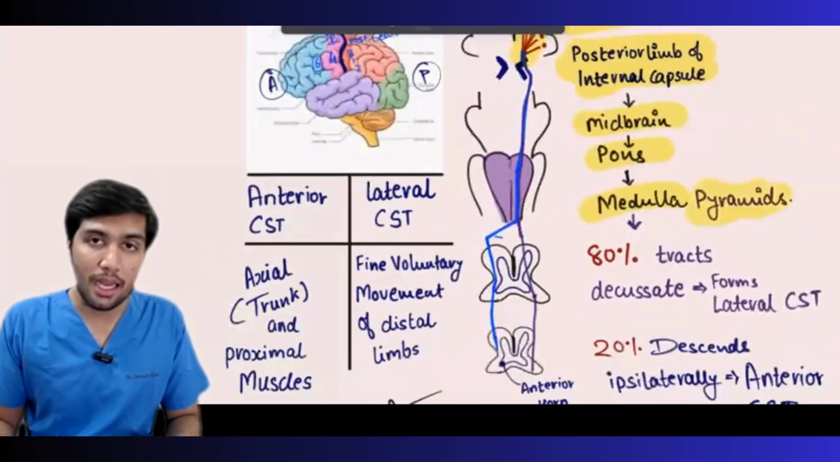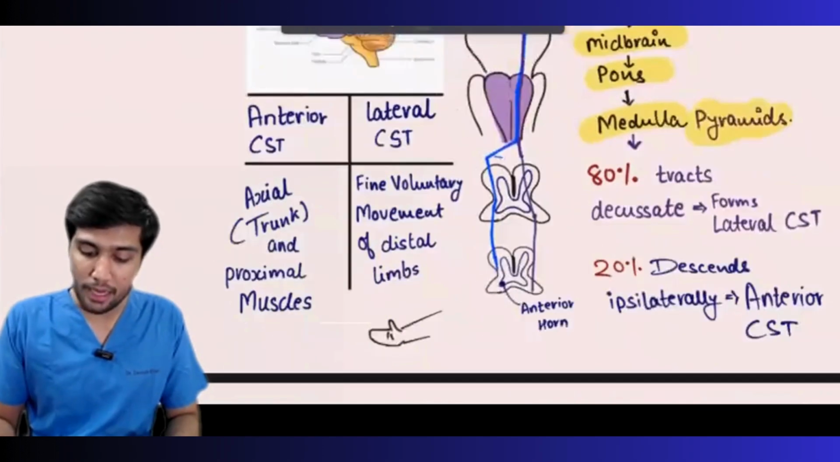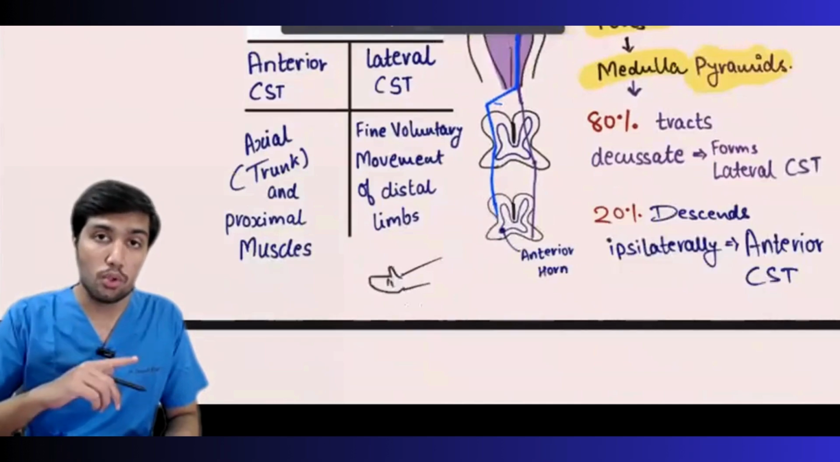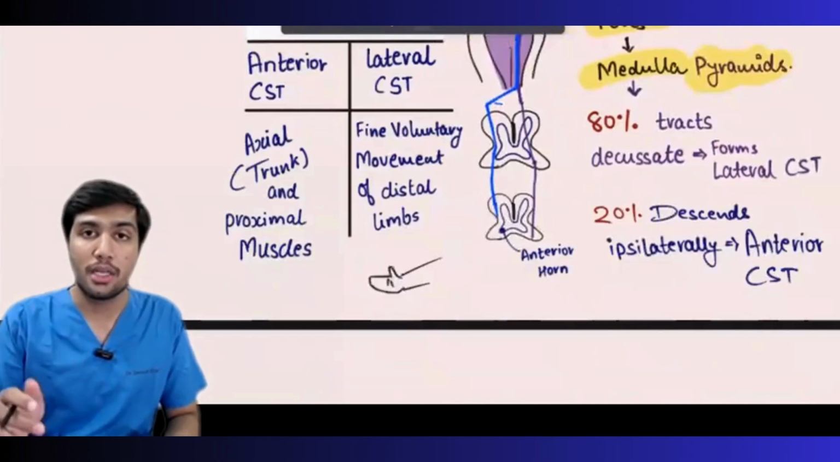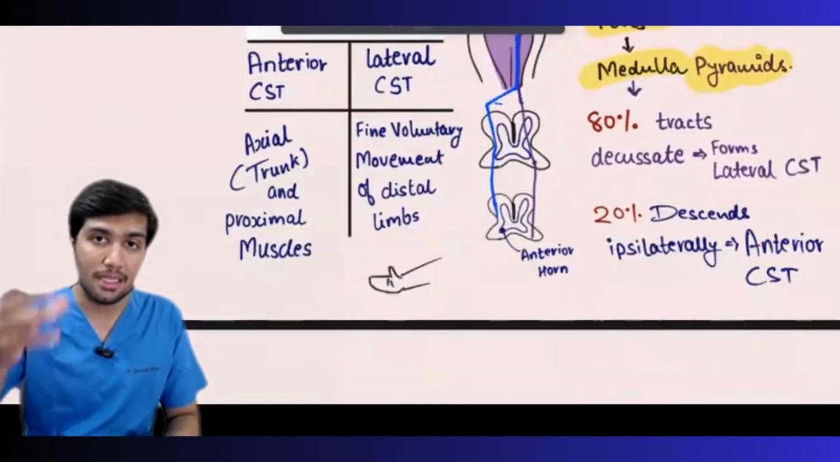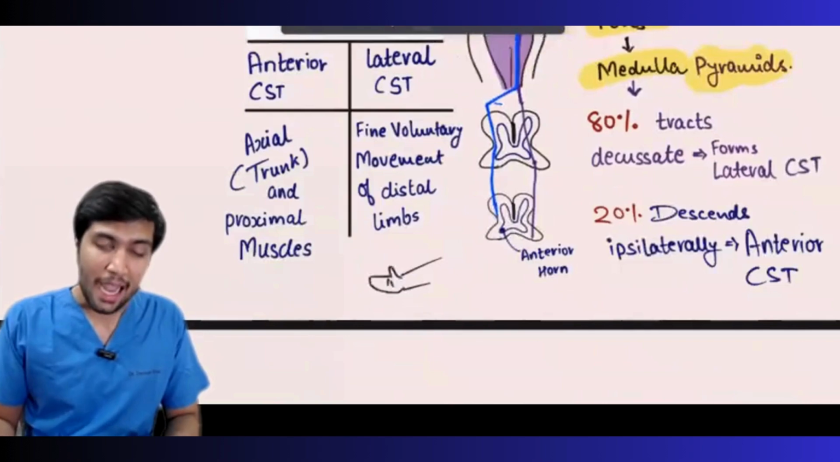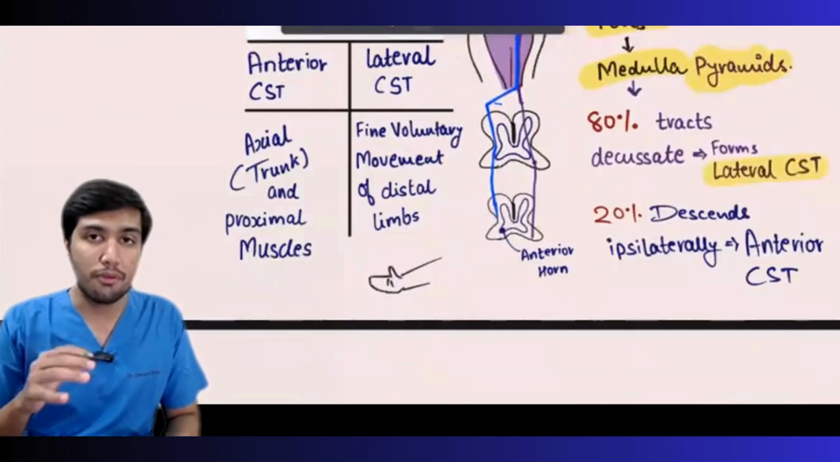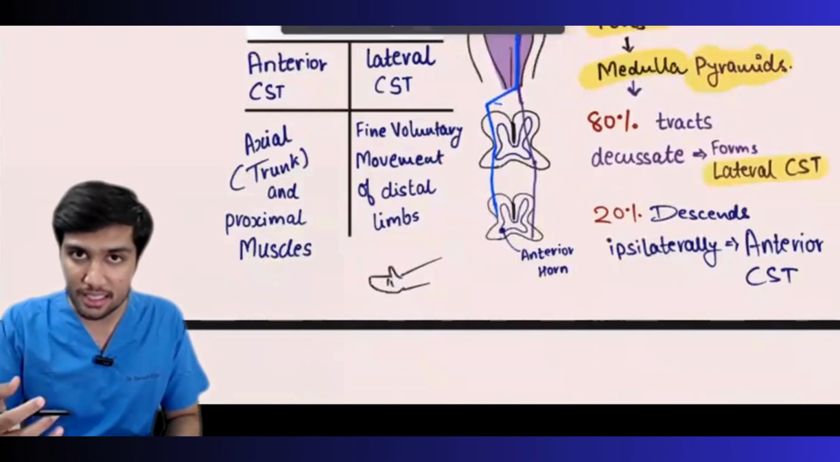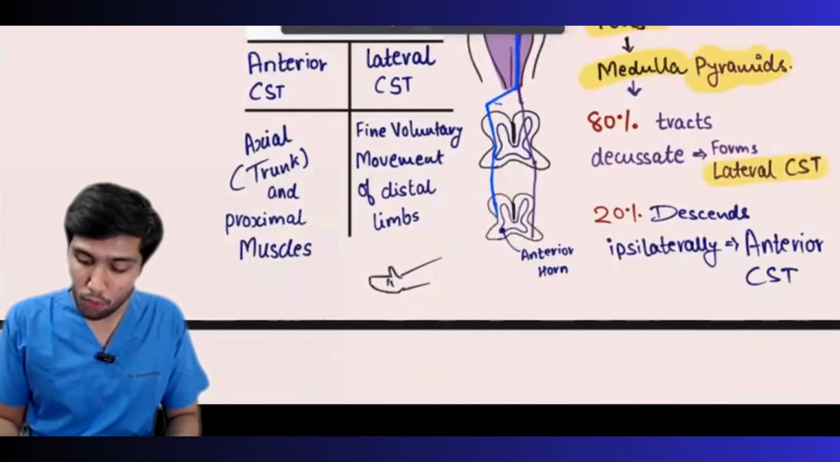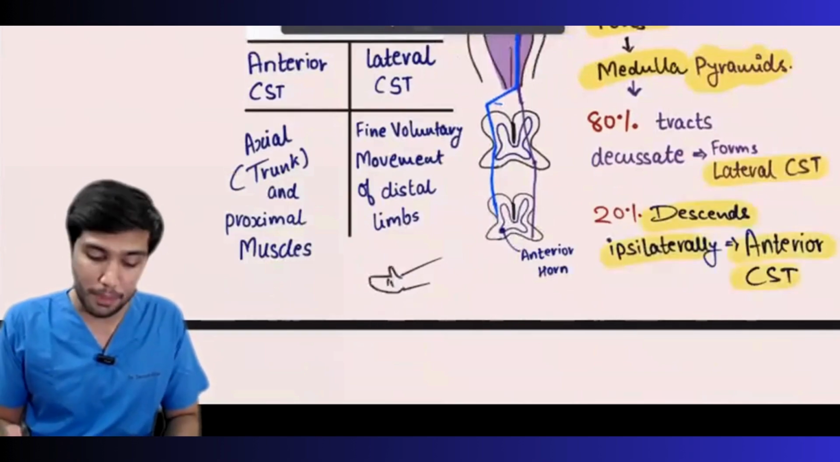And in the medulla itself, just before entering your spinal cord, 80 to 85% of the fibers will cross over, they will decussate, and they will go to the opposite side of the spinal cord in the lateral side, and they will form the lateral column of the spinal cord, which is known as your lateral corticospinal tract. Okay, and those 10 to 15% of the fibers which don't decussate will just descend downwards ipsilaterally, and they will form your anterior corticospinal tract.